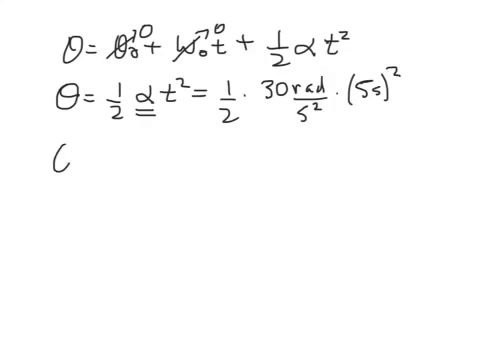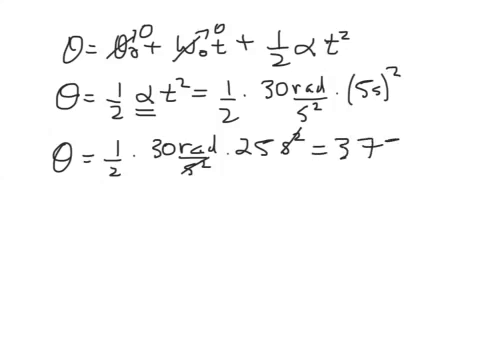And if we multiply all that out, we get 1/2 times 30 radians per second squared times 25 seconds squared, and these two guys go away. 25 times 30 is 750 divided by 2 is 375 radians. And that's just what we calculated in the previous problem. So we could solve that problem either way.